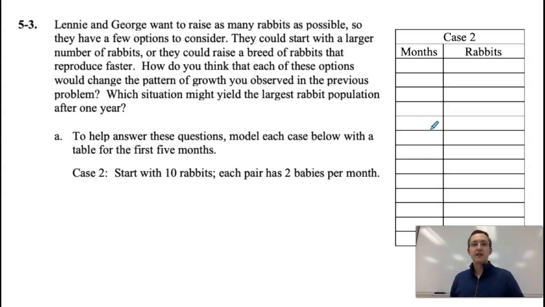But 5-3, Lenny and George want to raise as many rabbits as possible, so they have a few other options to consider. So they could do a couple different things. First, they could start with a larger number of rabbits, or 2, they could raise a breed of rabbits that reproduce faster. So how do we think each one of these options would change the pattern of growth you observed in the previous problem, and which situation might yield the largest rabbit population after a year?